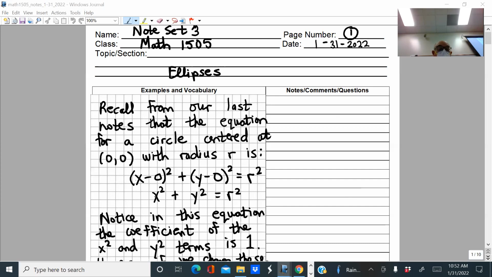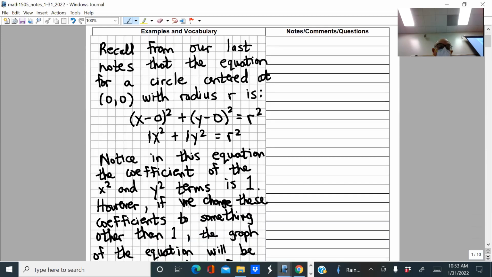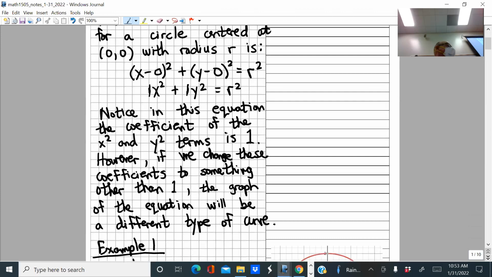So for circles that are centered at the origin, whose center is 0, 0, their equations simplify very nicely to just x squared plus y squared equal to a constant squared, the radius squared. Now, I want you to notice here that in the equation for a circle centered at the origin, the coefficient for the x squared and the y squared is 1 in both cases. You have 1x squared plus 1y squared. But if you start varying those coefficients a little bit, then you will get a different type of curve.